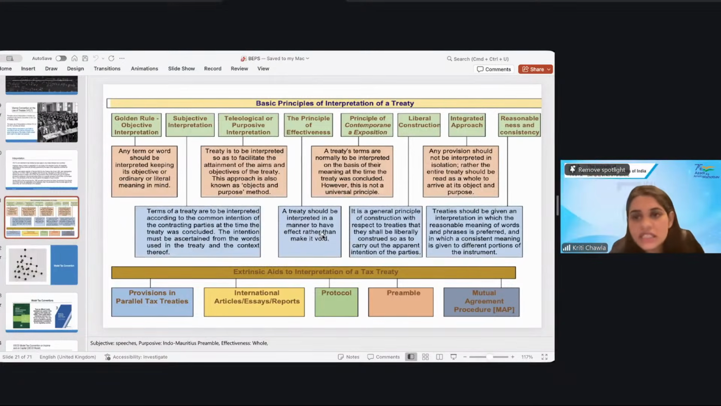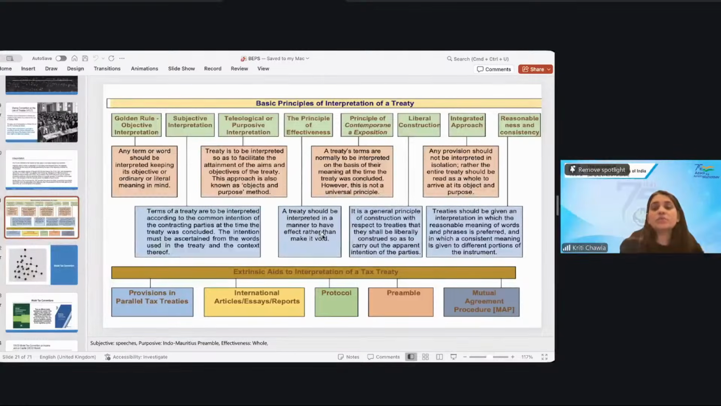Then there is something called as liberal construction. Now, this is a general principle of construction for tax treaties, and they say that they should be liberally construed so as to carry out the apparent intention of the parties. So you just have to interpret the tax treaties from a liberal standpoint.